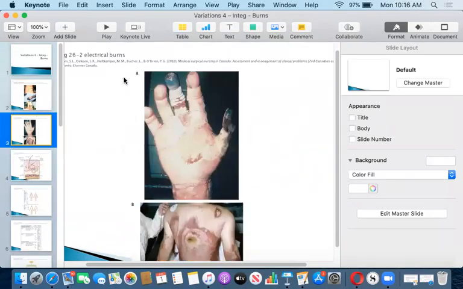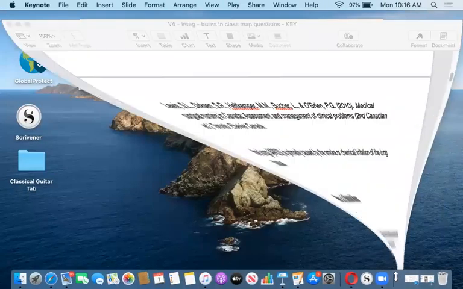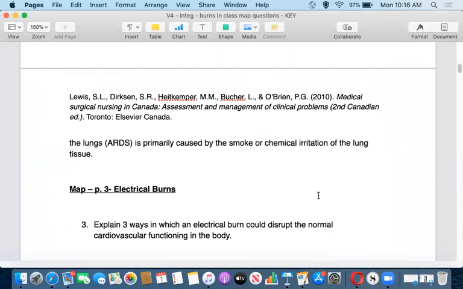And then the next one is the electrical burn. The electrical burn can cause thermal injuries as well. So in other words, injury caused by heat, because electrical burns can involve fire and they can involve heat. But they also have another element to them, and that's the electricity itself. And that's what brings us to the question we're on now. Question number 3. 3 ways in which an electrical burn could disrupt the normal cardiovascular functioning in the body.